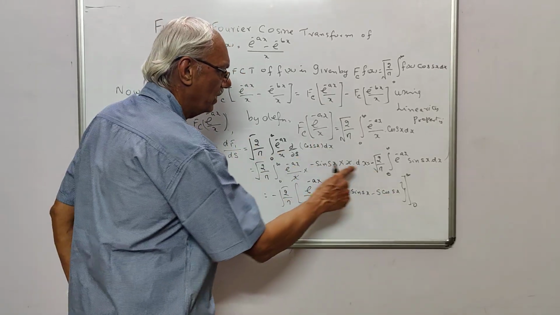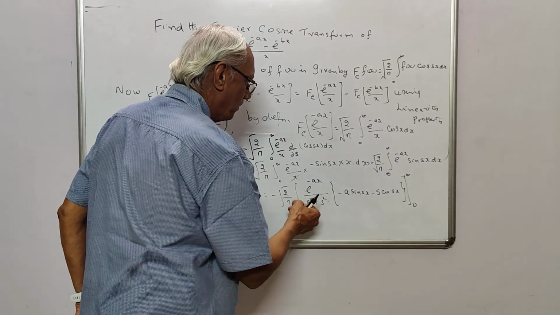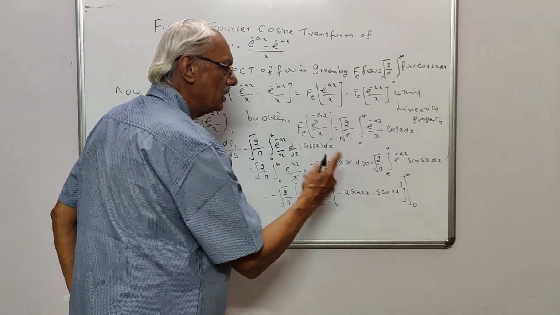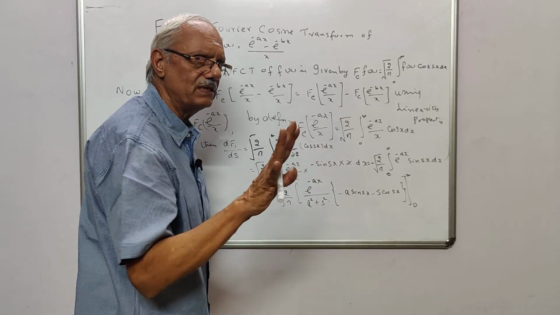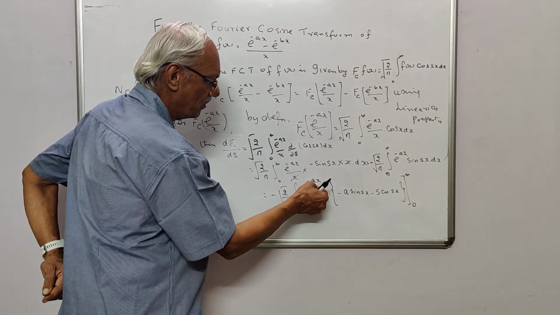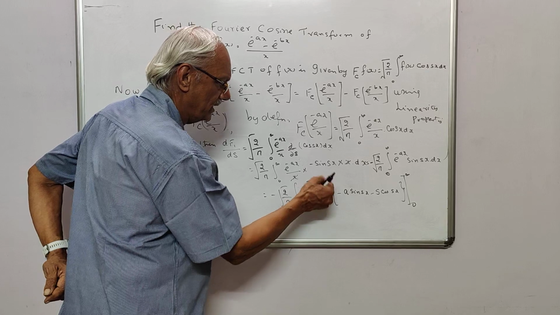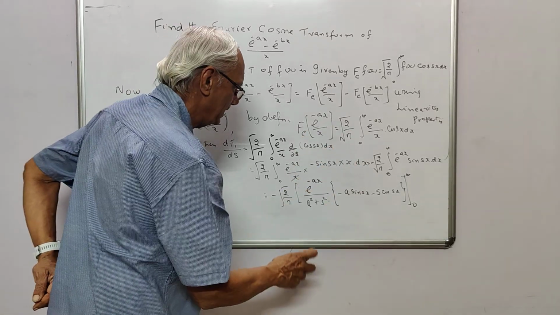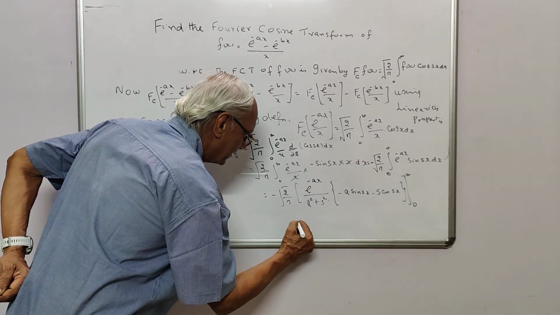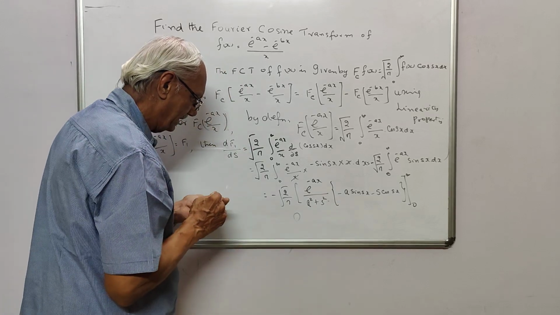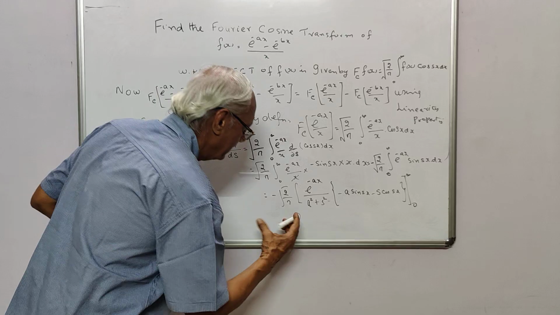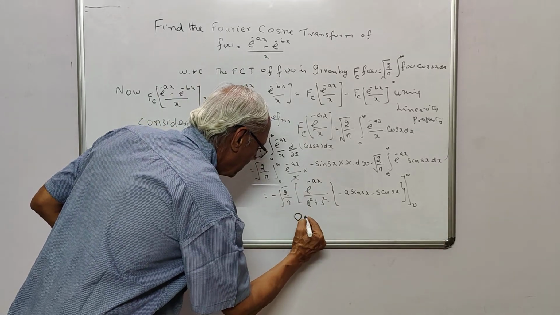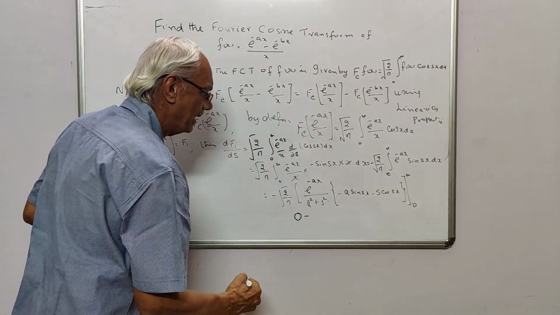Okay, so if you apply infinity for the first application of the upper limit, you will get the value 0, because x is equal to infinity, and e to the power of minus infinity is 0. So you will get this as 0, and the first limit is 0. Then you have to apply the second limit.